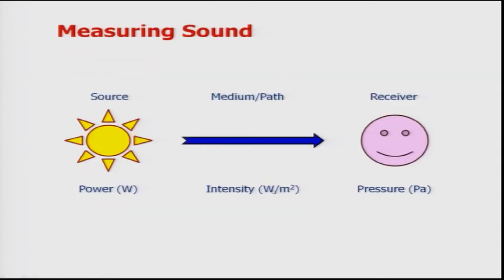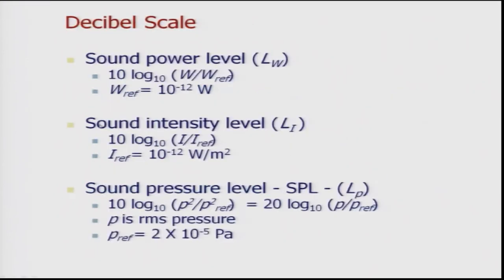If I am interested in figuring out the intensity on the decibel scale, then I express it in terms of sound intensity level LI. I is intensity, L is level, intensity level, and that is 10 log 10 I divided by I ref, the reference intensity. These reference values are for air. The reference value for water may be different. The reference value for air for intensity is 10 to the power of minus 12 watts per square meter.